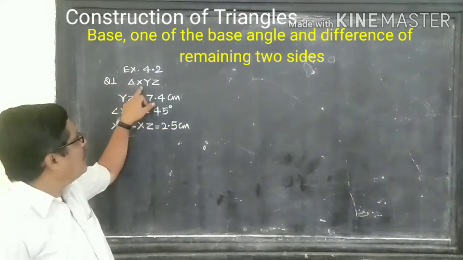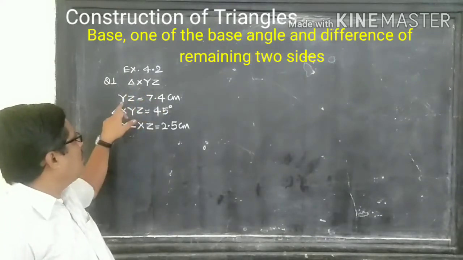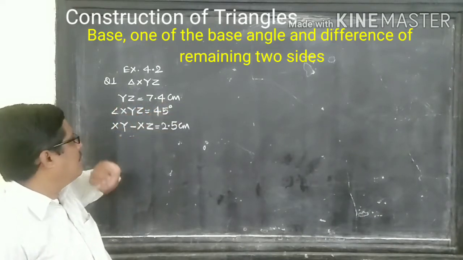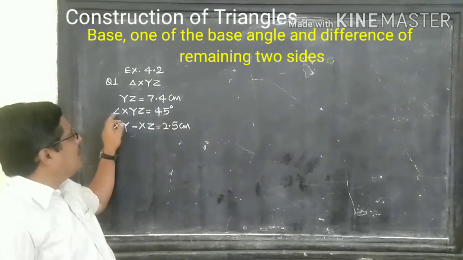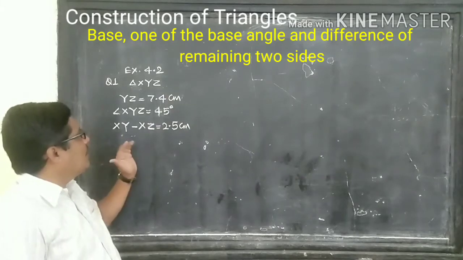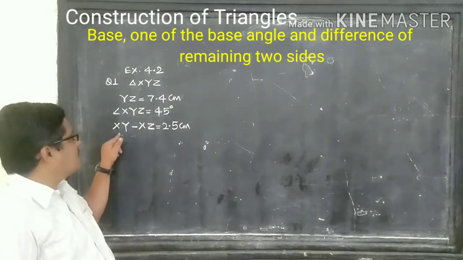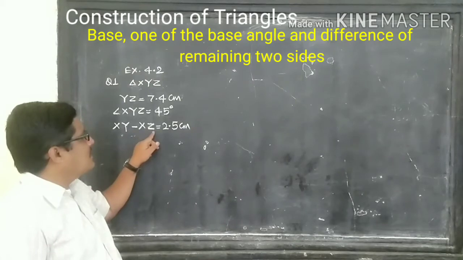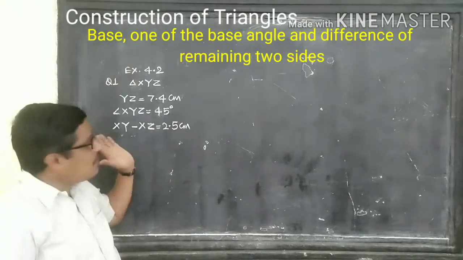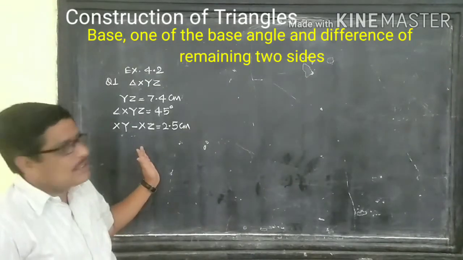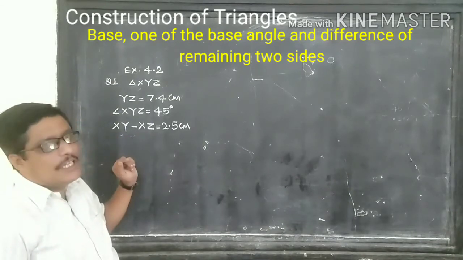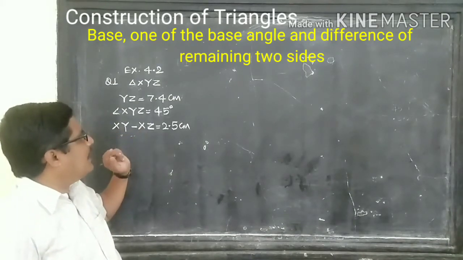going to construct triangle XYZ where base YZ is given as 7.4 centimeter. One of the base angles is given, that is 45 degrees, and the difference between the remaining two sides, that is XY minus XZ, is given as 2.5 centimeter. So in this type of example we have to think properly about what difference is given, XY minus XZ.